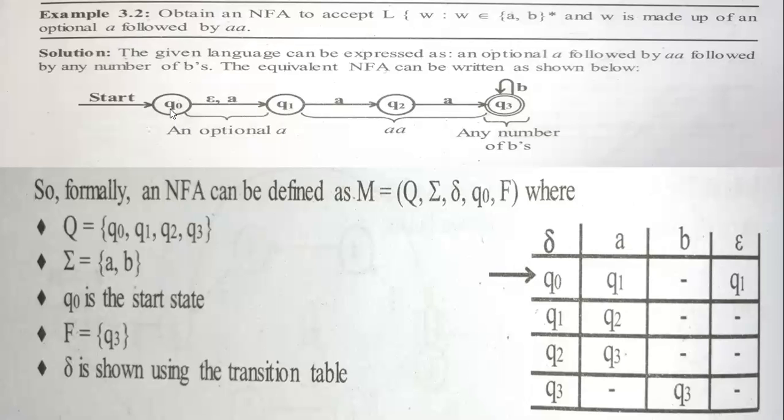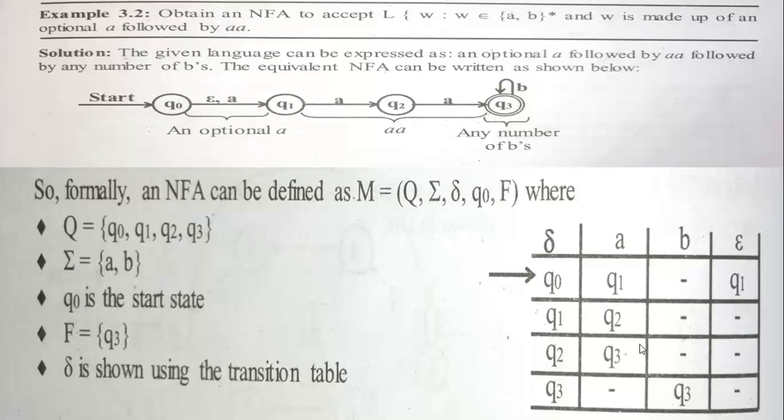Starting from Q0, we provide the option for A, so we write epsilon, A. Then it goes to Q1. Then the continuous double A we write: first A and second A. Finally it will be accepted. But you can also observe the condition for B. Remember, B whole star means 0 or more. So for B, we provide a self-loop, for example on Q3. Then an optional A followed by double A followed by any number of B's can be accepted.